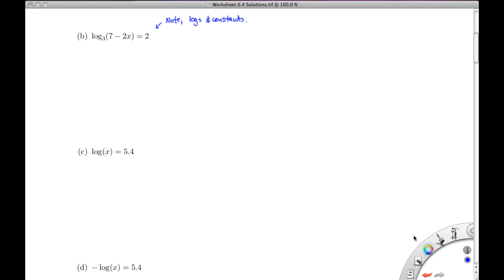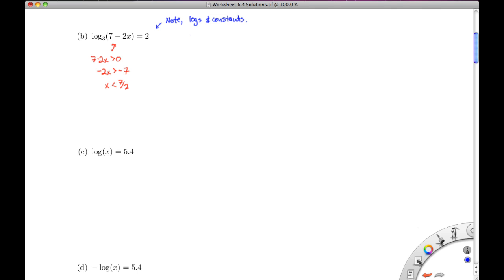Again, I'm just going to make a quick note here that 7 minus 2x has to be strictly greater than 0. And if we solve for x, we subtract 7 from both sides, divide both sides by negative 2, and we notice that x has to be some number less than 7/2, so less than 3.5. All right, so having done that, let's go ahead and solve this.